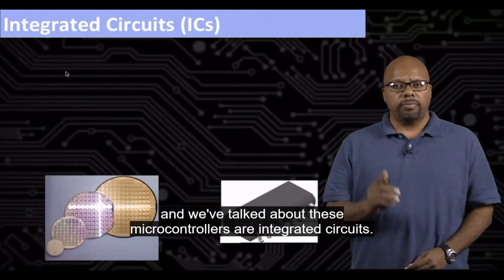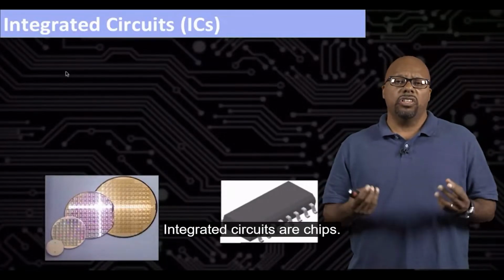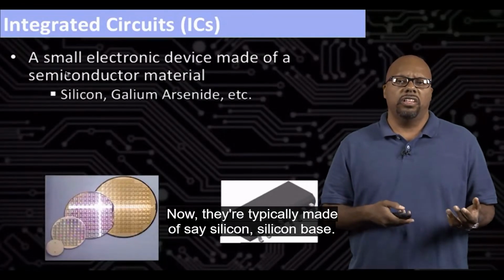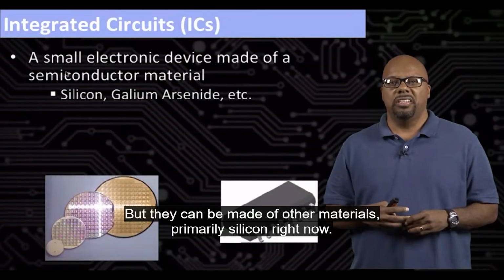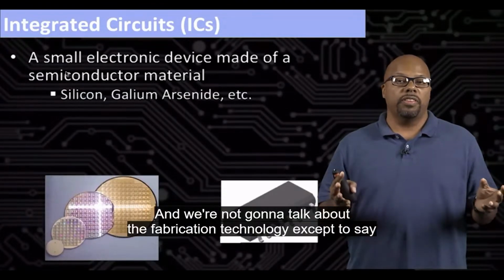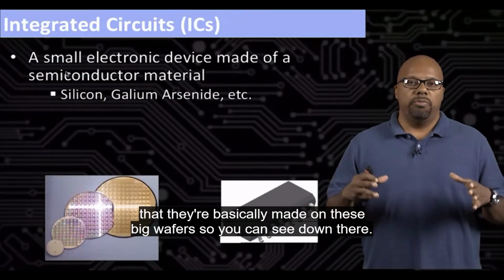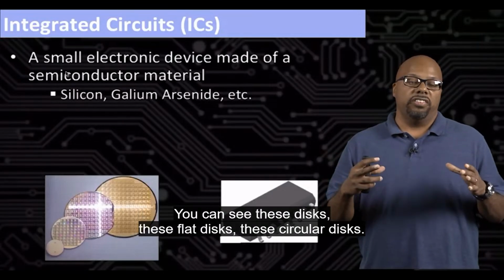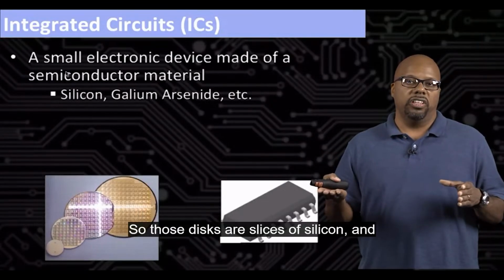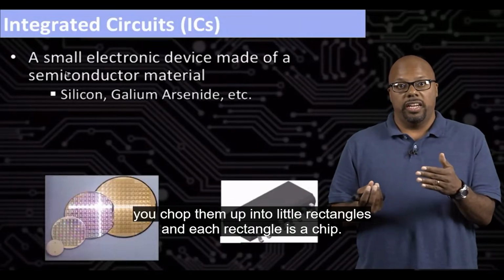Integrated circuits, and we've talked about these, microcontrollers are integrated circuits. Integrated circuits are chips. They're typically silicon based, but they can be made of other materials, primarily silicon right now. We're not going to talk about the fabrication technology, except to say that they're basically made on these big wafers. You can see down there these flat, circular discs. Those discs are slices of silicon, and you chop them up into little rectangles, and each rectangle is a chip.